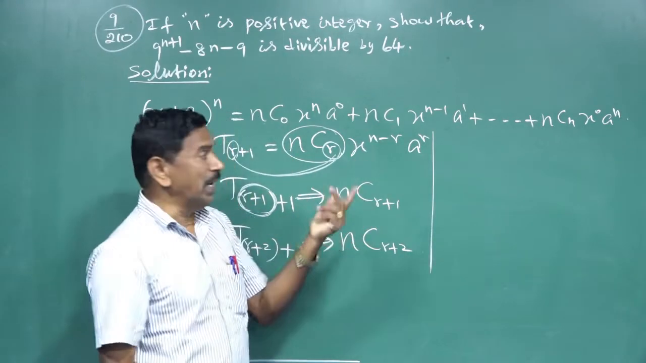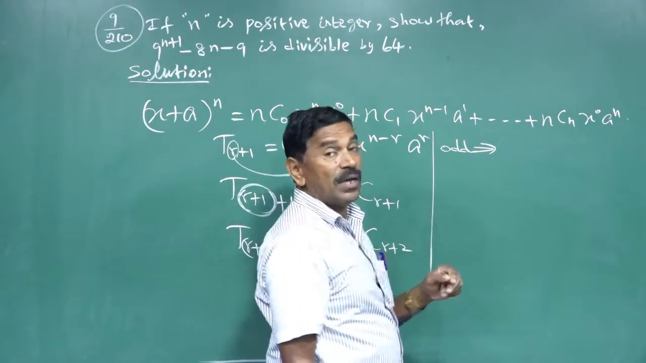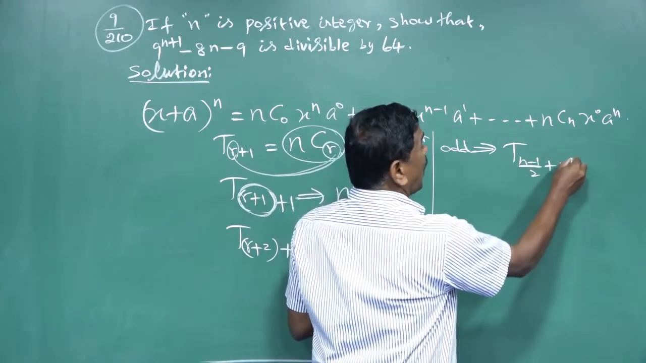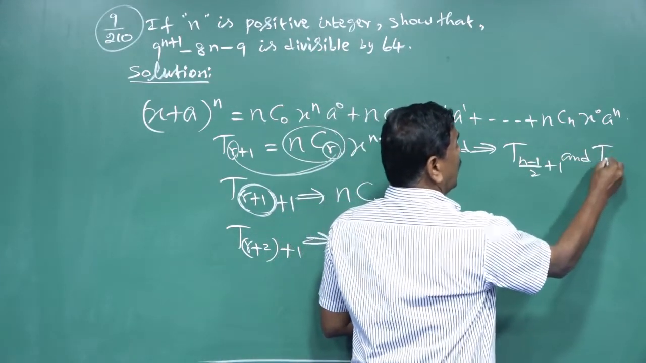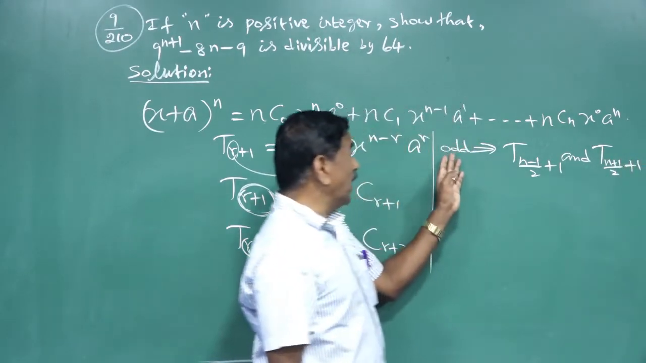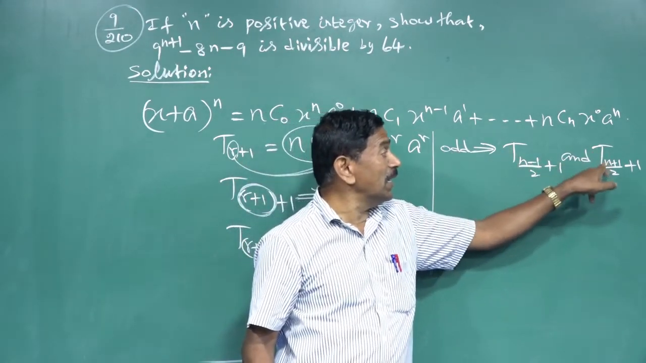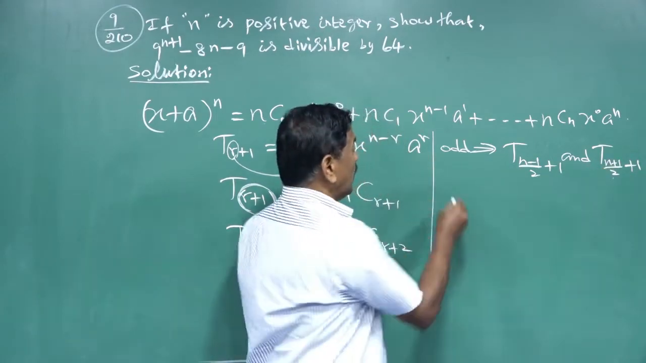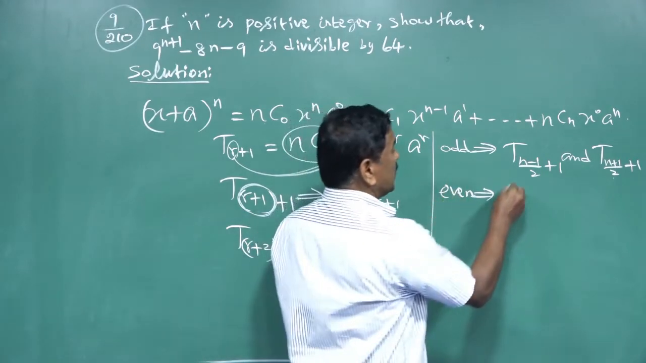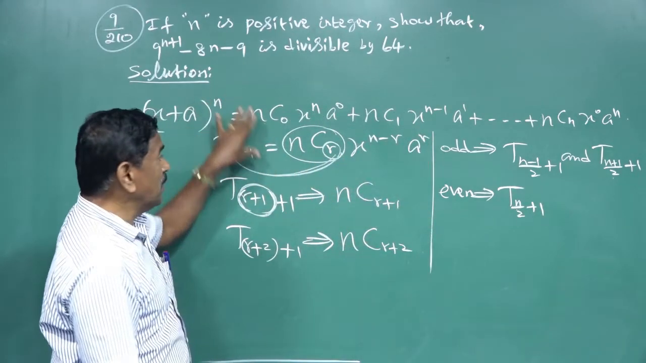Middle term. If n is odd, then there are two middle terms. They are T((n minus 1) by 2 plus 1) and T((n plus 1) by 2 plus 1). And if n is even, then there is only one middle term, which is given by T(n by 2 plus 1). So again, binomial theorem, general term.